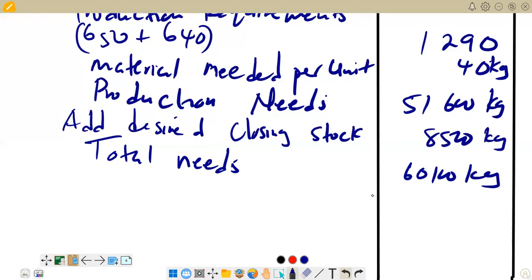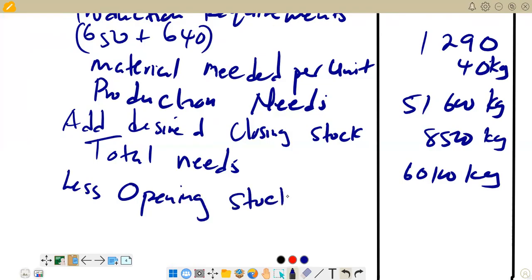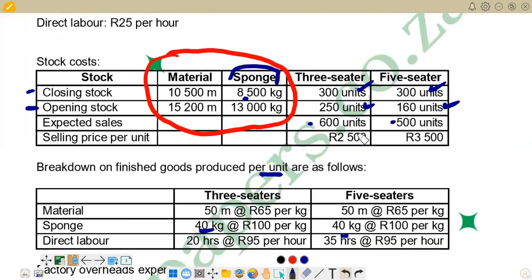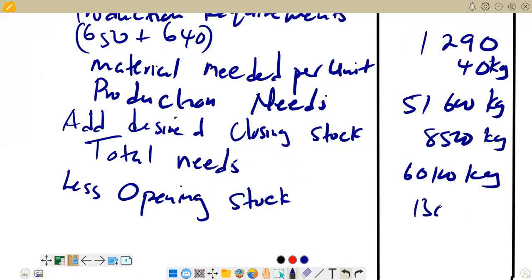And then after getting this figure, remember we now less opening stock. We go back to the question to check what figures we have in terms of this opening stock. But remember, we are on that column for sponge. So this was our closing stock for sponge, then our opening is here, 18,000 kgs. So very important there. Then we put that figure, 18,000 kgs. This figure we are subtracting, so we can just show in brackets that we are subtracting.